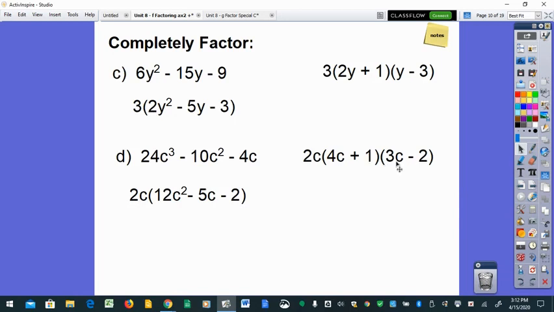So when I FOIL these 2 binomials, you'll see the 12c squared minus 5c minus 2. And then I distribute and multiply the 2c back in, and you'll see we get back up to that. So what I want you to hear is the most important thing is practice. The more you try and the more you succeed and fail, it will get easier and easier. You're training your brain. So just please understand it's practice, practice, practice.